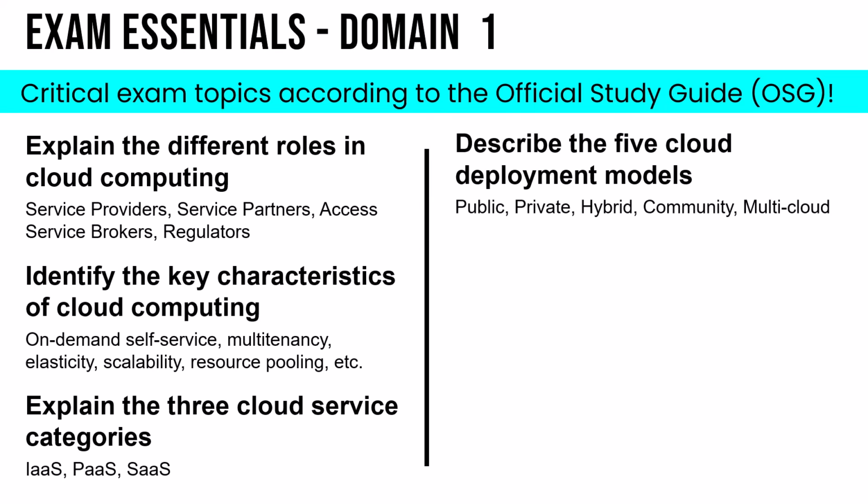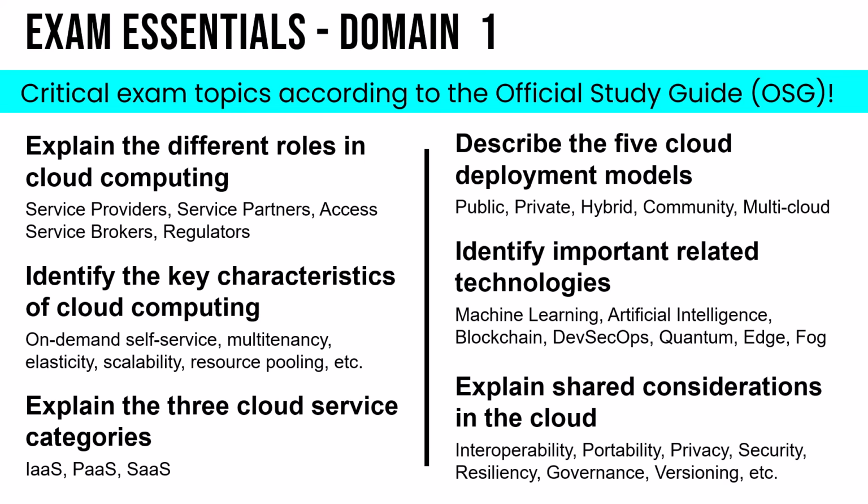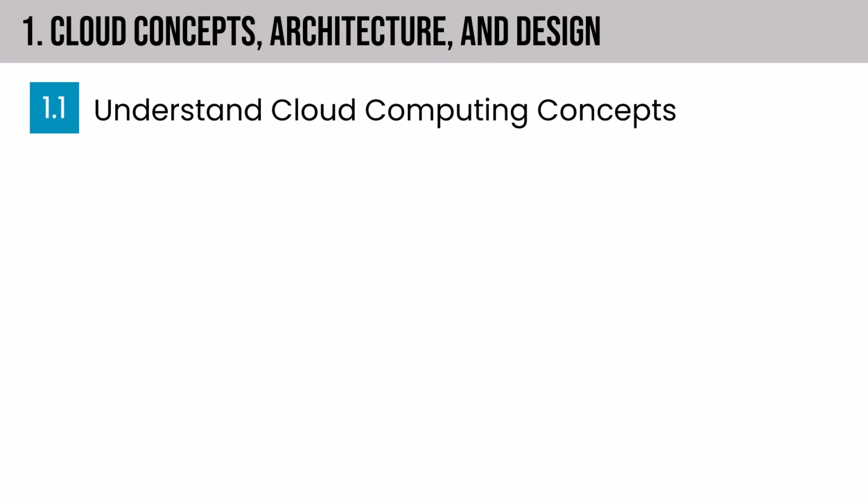Describing the 5 cloud deployment models, public, private, hybrid, community, and multi-cloud. Identifying important related technologies. And you see a lot of cutting-edge modern tech here, machine learning, AI, DevSecOps, quantum. We're going to touch on all of them. And finally, shared considerations in the cloud. Interoperability, portability, privacy, resiliency. We'll touch on them all, and I'm going to give you a tour of the shared responsibility model for cloud, which will provide a foundation that makes onboarding all the concepts related to this exam much easier. So let's get into 1.1, which is understanding cloud computing concepts.